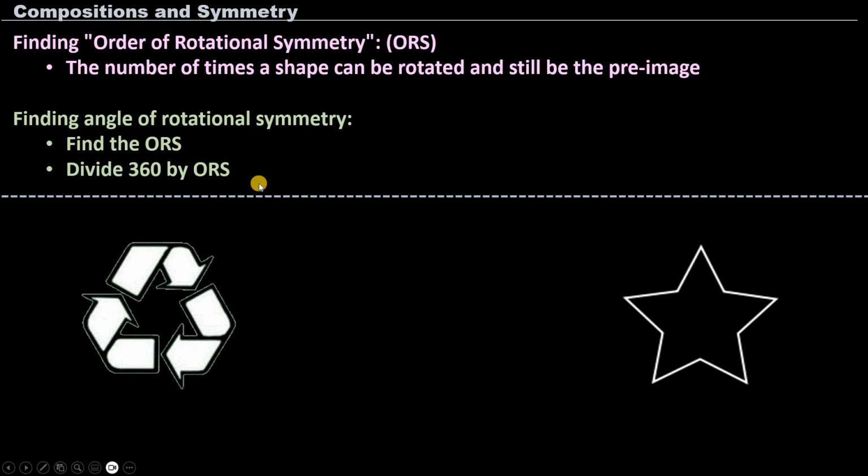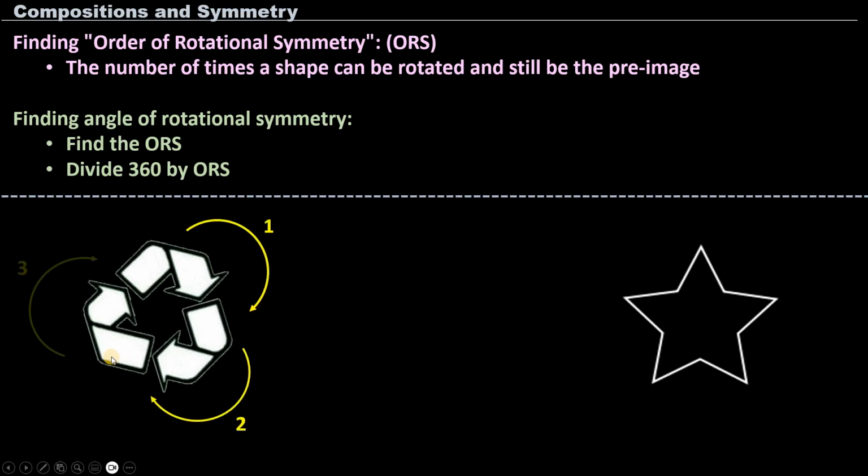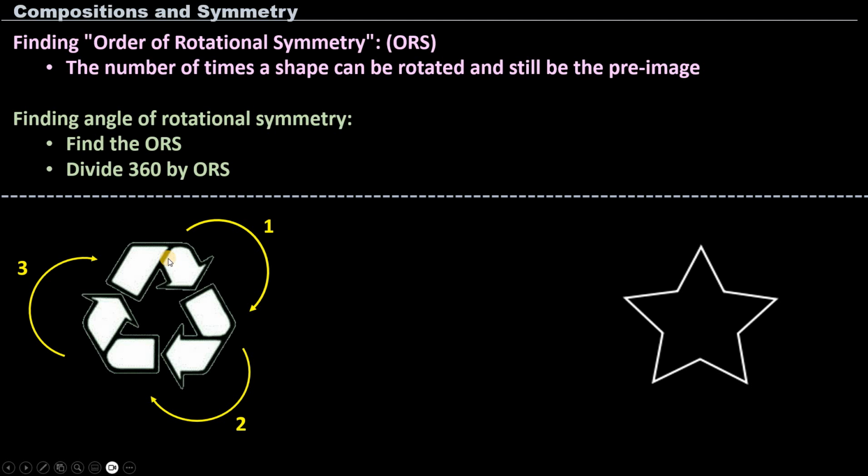So if we look at these 2 examples here, our recycling symbol, we can rotate this shape 3 times before we're back to the original shape. So that means our ORS is 3, which means our angle of rotational symmetry is 360 divided by 3, which is 120 degrees. So every single time I make a rotation, I'm rotating this shape 120 degrees.